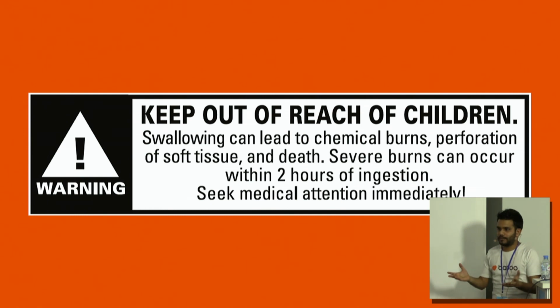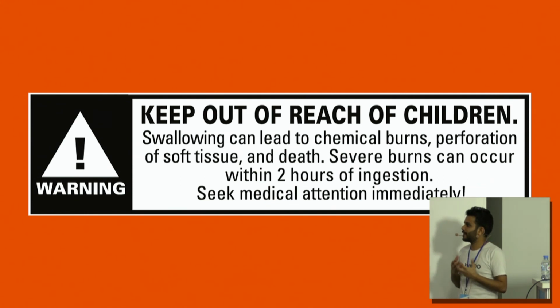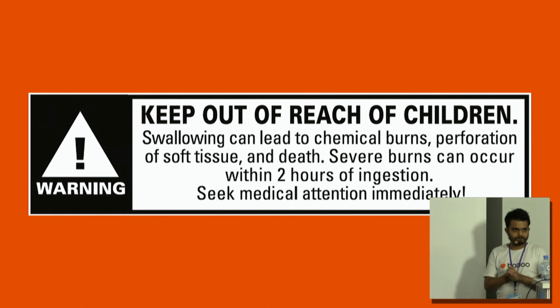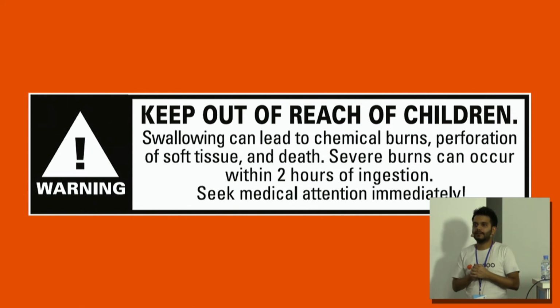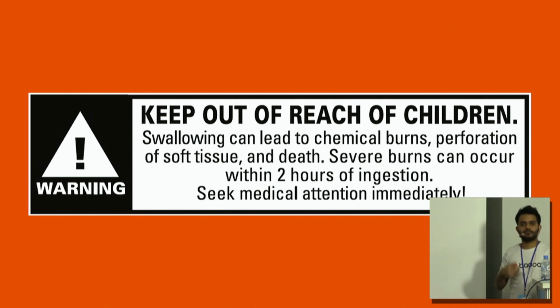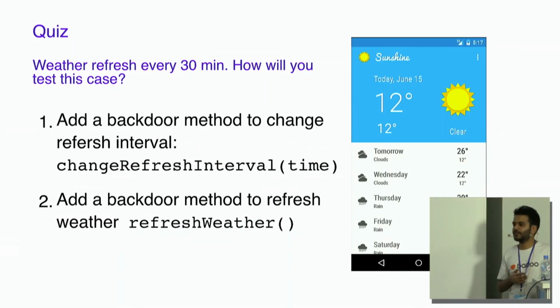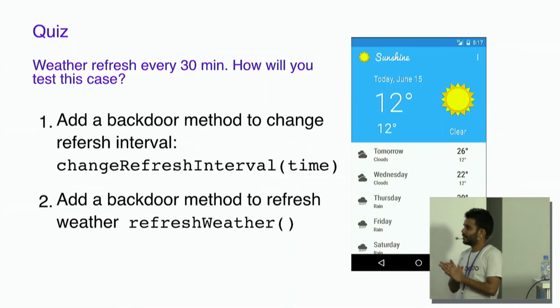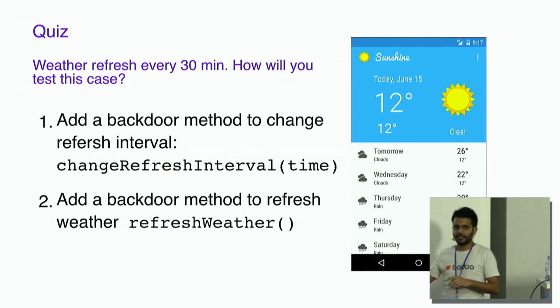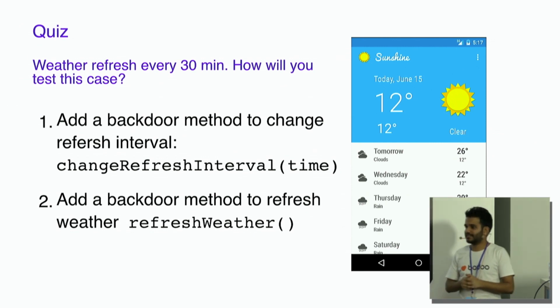So while it's a very powerful feature, we should be very cautious about when to use backdoors, how often to use them, and how much to use them. And sometimes we might completely bypass the application logic while testing if we are using backdoors in the wrong way. So here I have a quick quiz for you to check if you understood the concept of backdoor correctly or not. This is the previous example where I showed you the weather refreshes every 30 minutes in this application, right? And we want to test this case.